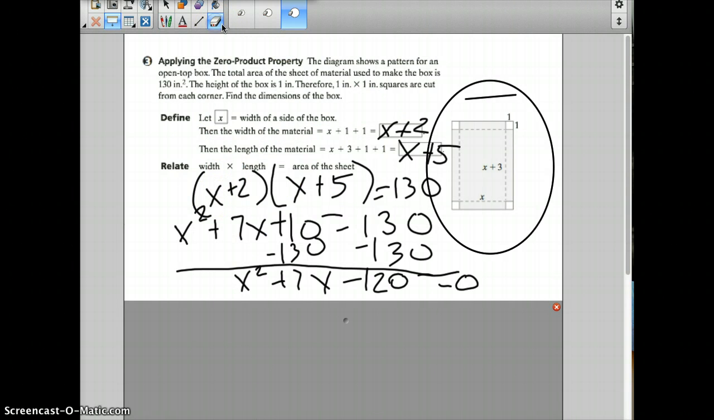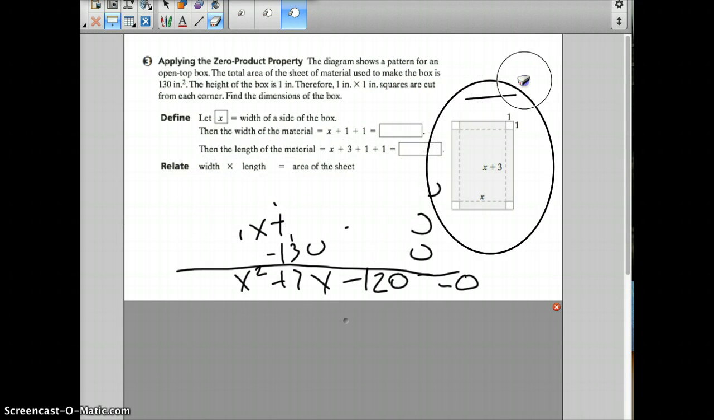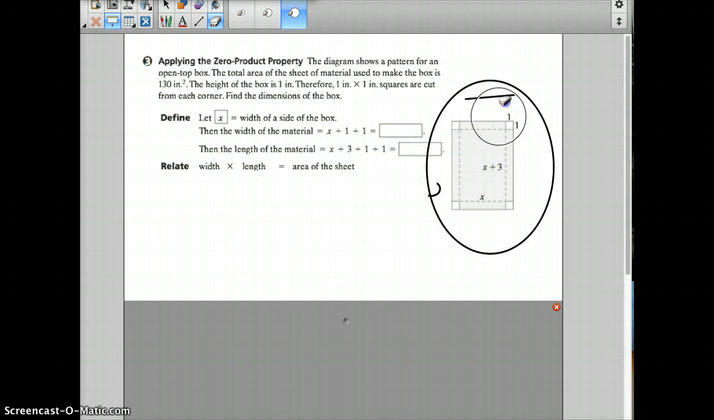So our next example, we have a word problem here, and we've got the length of a box. And here's our little picture of our box. And they tell us that the area of the sheet is 130 square inches. And we know we're going to cut these little corners out so that we can fold the box up so we have a lid or an open box.